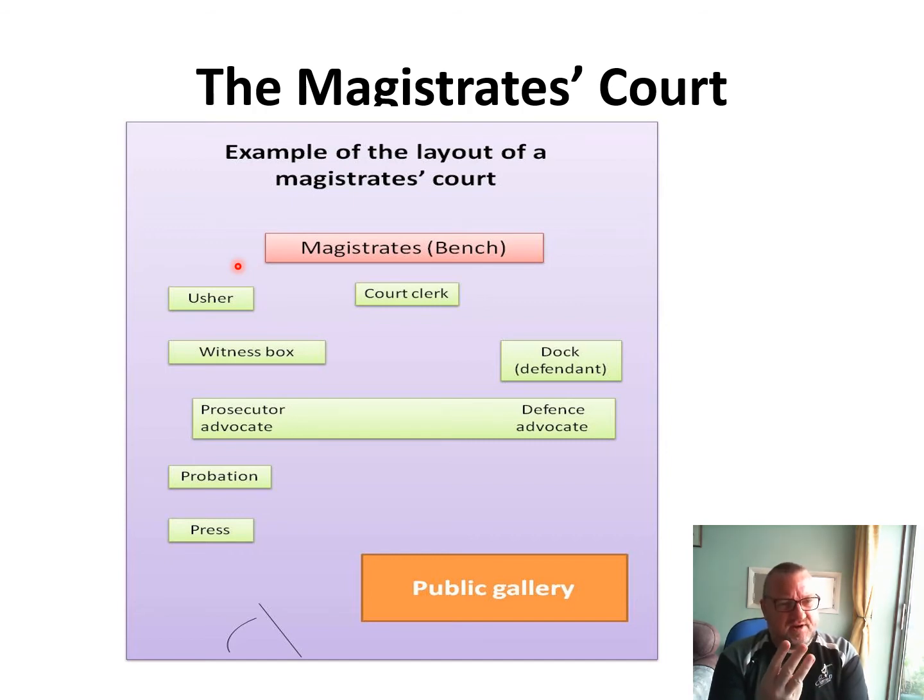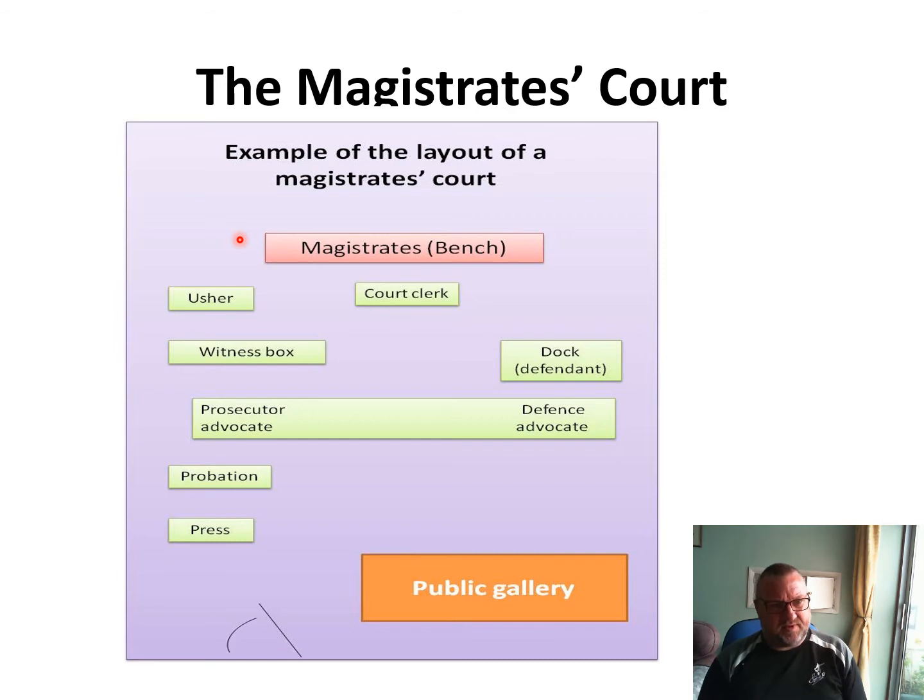And the reason there are three magistrates is because it's impossible to have a split decision. You know, they're either guilty or not guilty. Two for guilty, one for innocent, two for innocent, one for guilty. There will always be a decision. Now, what you may notice in this diagram is there's one thing that's missing, and that is there is no jury. So the first thing to note is that in a magistrate's court there is no jury.